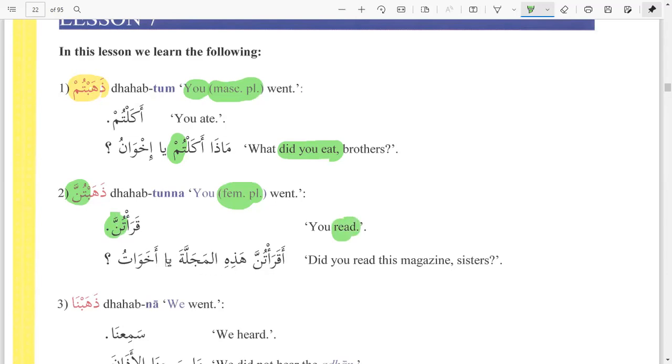Aqra'tunna hazihil majallata ya akhawatu? Did you read this magazine, sisters? You read. And this you is plural here, for the feminine. So we learn here zahabtum for the masculine plural and zahabtunna for the feminine plural, second person masculine plural and second person feminine plural.